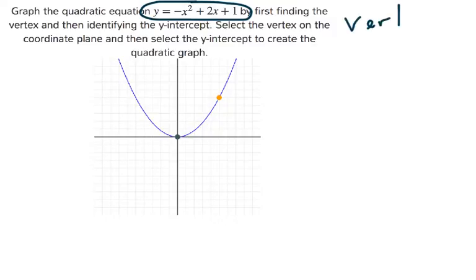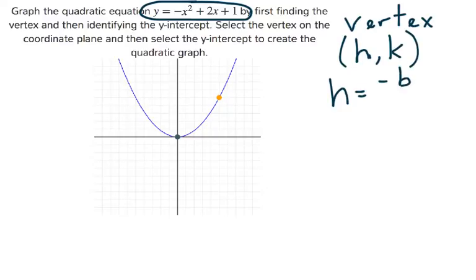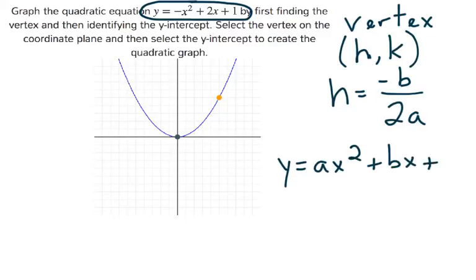any quadratic function in standard form ax squared plus bx plus c is found by saying the vertex is the point h comma k, and to find h you just need to do negative b divided by 2a. That's it. And the b and the a come straight from your y equals ax squared plus bx plus c.